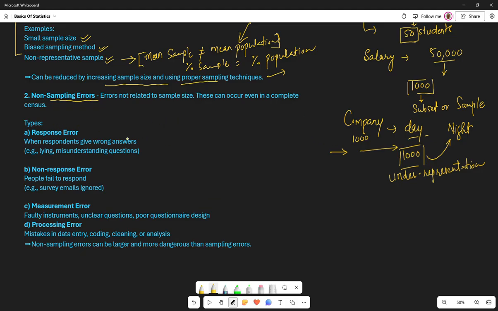One is response error. Some people have not given a response at all. For example, I went and interviewed the employees in the daytime, but there is a night shift as well. And second, even if people respond, they may give you wrong answers. For example, I went for a cashew nut market survey for a company during my MBA.